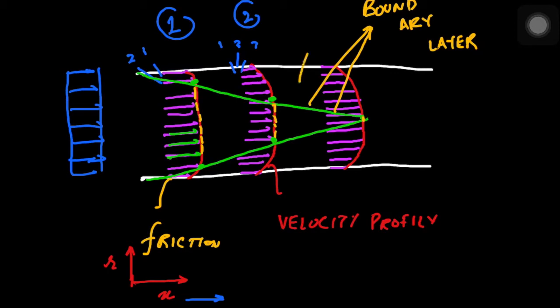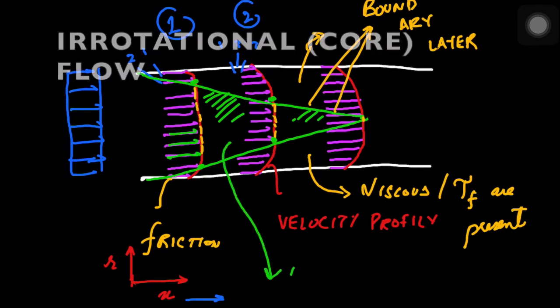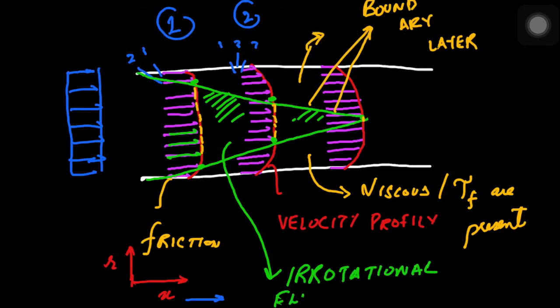Okay, so below this line, below this region, viscous or shear force effects are present. This is called the velocity boundary layer as well. And in this green region, the frictional effects are not present, because not all the layers can shear away, some of the layers slip within each other. So the region within the green lines is called irrotational flow. Irrotational flow is also called core flow, because it is in the center of the pipe.